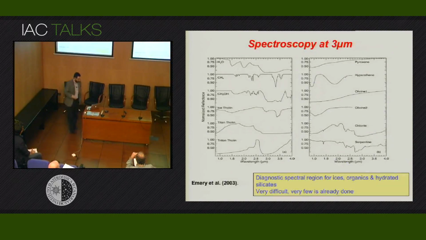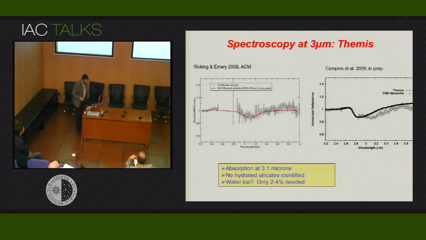that's the case of asteroid Themis. If you look at this spectrum by Rivkin, and this spectrum we obtained also with the same instrument, the IRTF, you can see this band, and this seems to be water ice. We expected to see things like this due to hydrated silicates, but we surprisingly found water ice only. 2 to 4% of water ice can produce this 3 micron band, which is not visible at all in the near infrared below 3 microns.